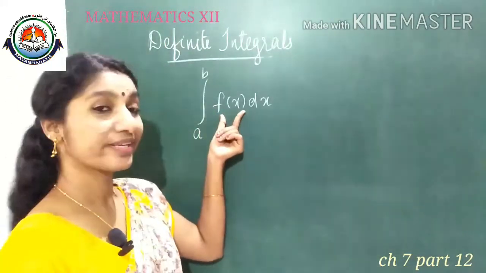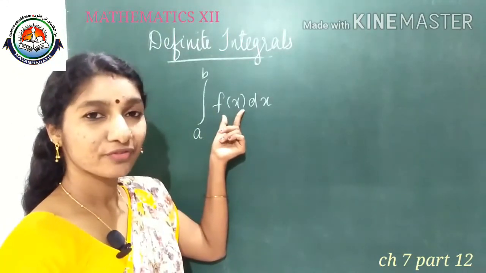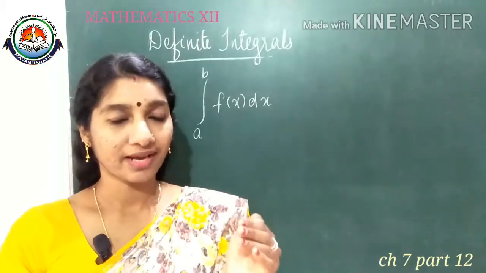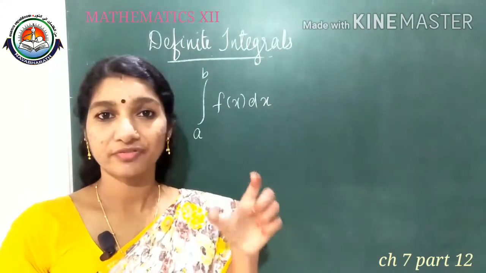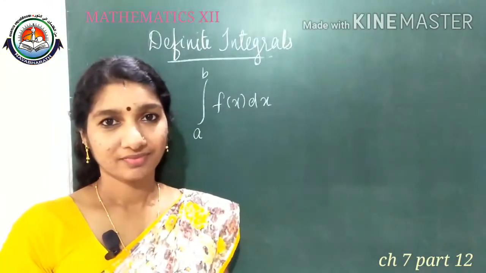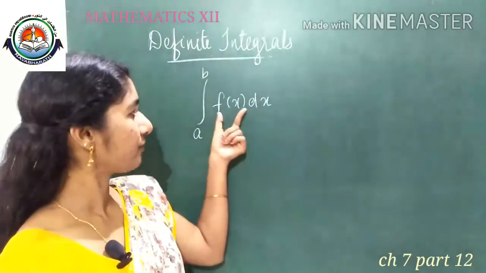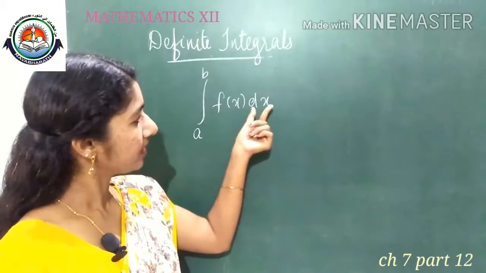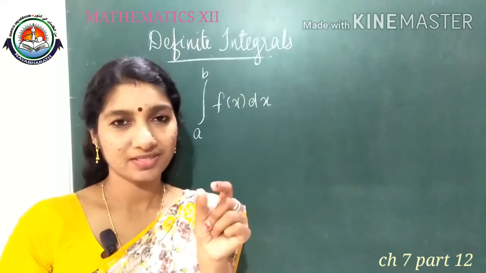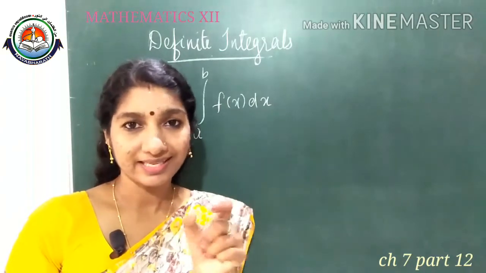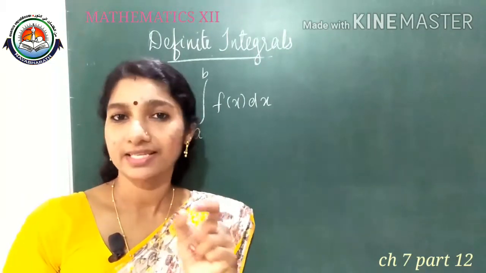And what is f of x? F of x means when we are giving the value x in a function f, we will get f of x. F of x means the y value, isn't it? So f of x is the y value. Dx means a small change in x. That means a very small quantity in x axis, the very small length in x axis.